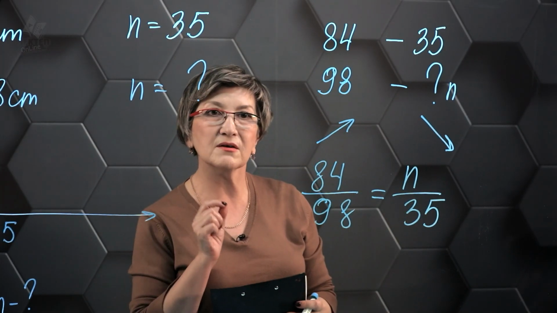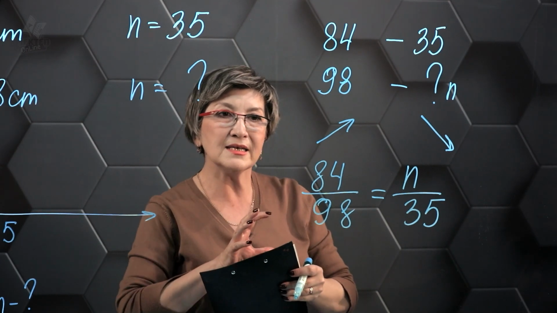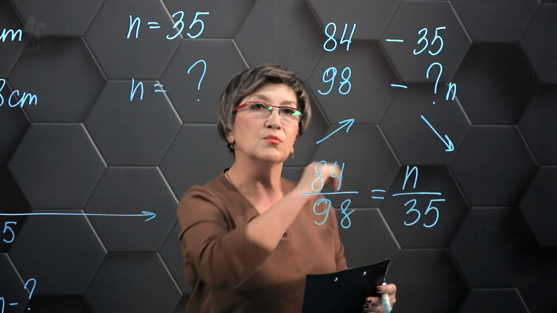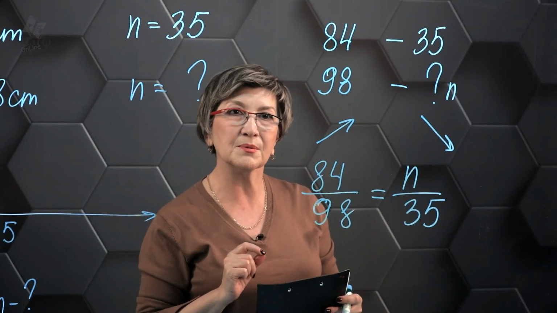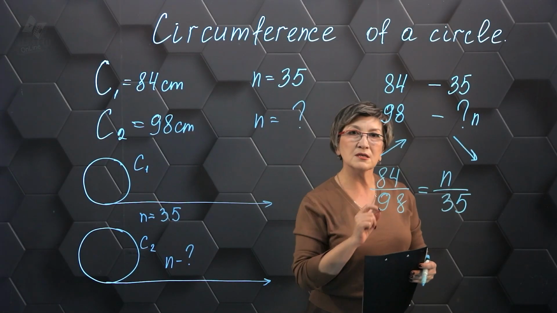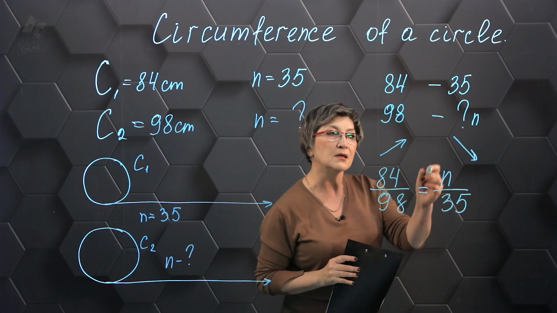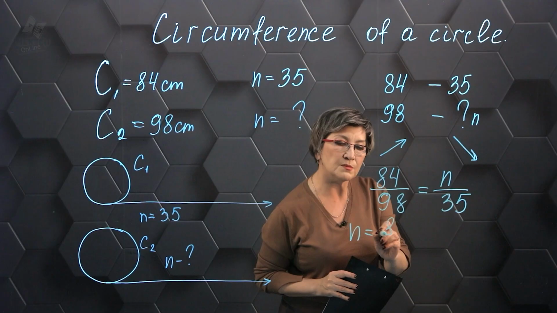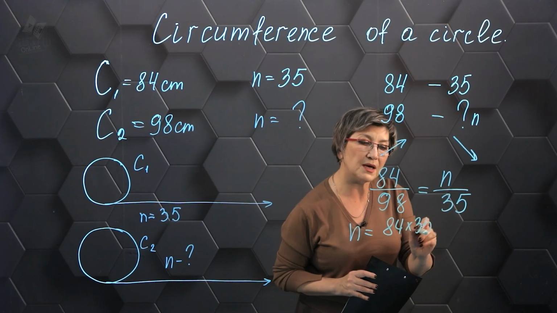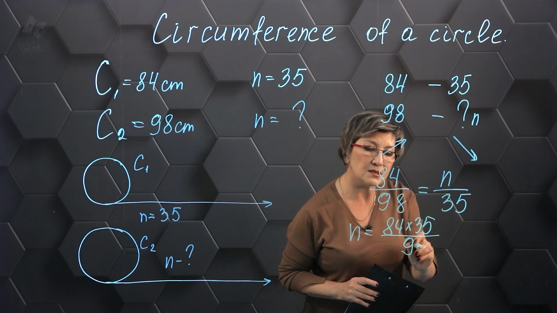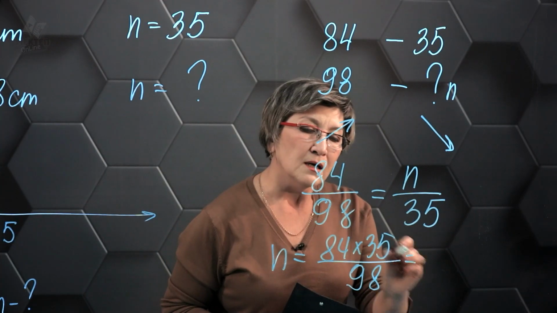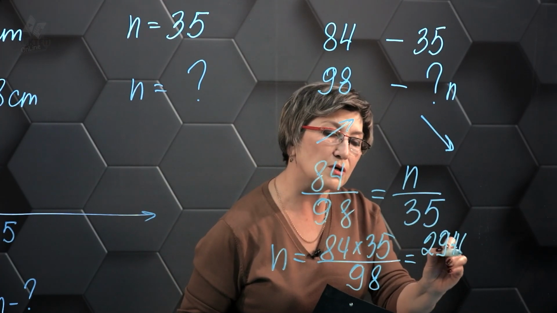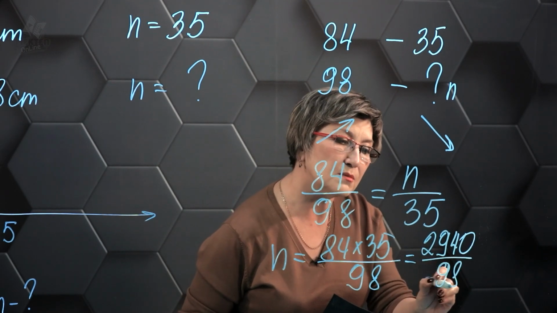But be careful when making proportions. If the length of the circle increases, the number of turns will decrease. And this is an inverse proportionality. Using the basic property of proportion, we find the number of turns n equals 84 times 35 divided by 98. 84 times 35 is 2,940, divided by 98 equals 30.